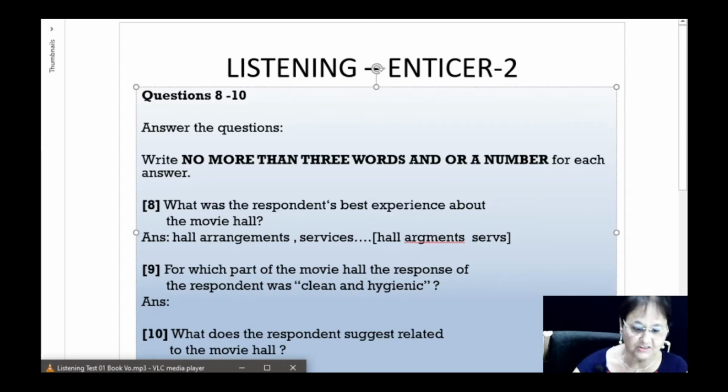Right? So listen to it. One last question. I'll just rewind that a little bit if you don't mind for you to catch the answer.